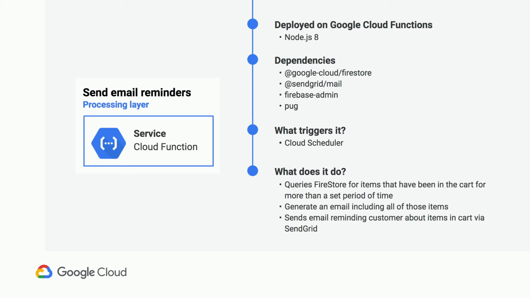And what does our Cloud Function actually do in this case? Well, our Cloud Function queries Firestore for items that have been in the cart for more than a certain period of time. It then generates an email of all those items and sends an email to the customer reminding them of items that they have left behind in the cart.